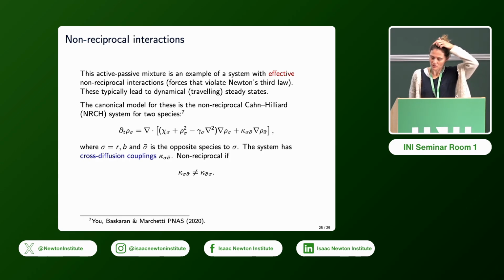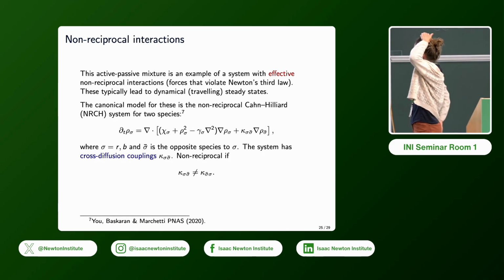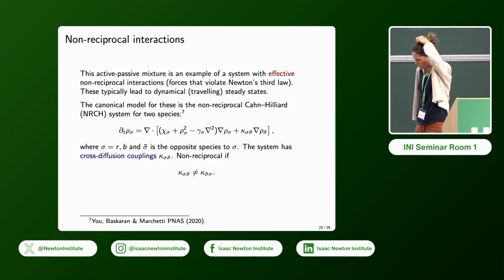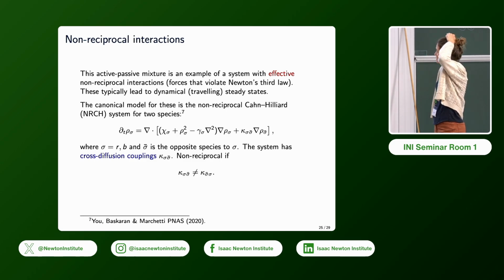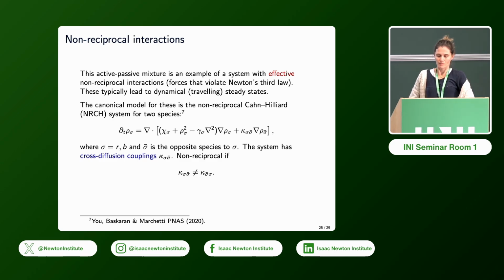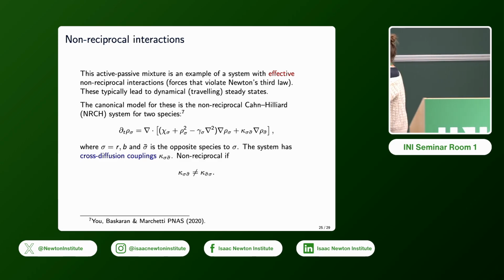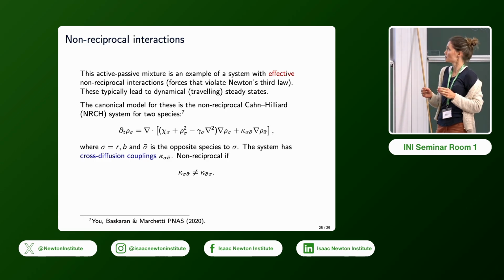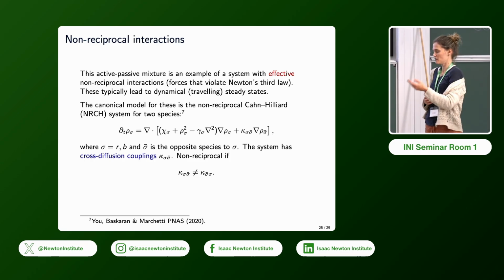Okay, and so just to put this into the context of other systems that have been appearing recently, we think that this model of an active and passive mixture, or at least the physics that we observe, is similar to these non-reciprocal interaction systems, although only in an effective way. Here the particles microscopically don't have any non-reciprocity introduced, but when we coarse grain, adding these diffusive particles introduces some sort of non-reciprocity that leads to these dynamical states.